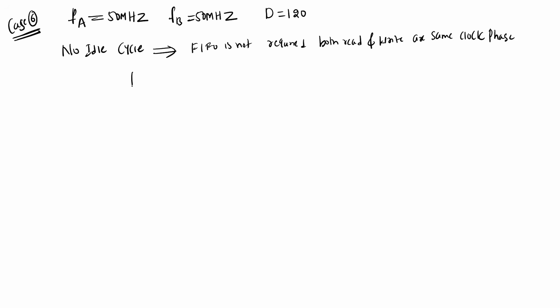Suppose read and write are in different clock phase. Then a FIFO of one depth is required. One depth is required.